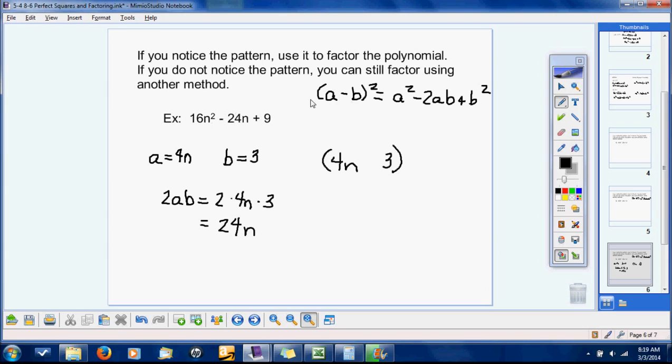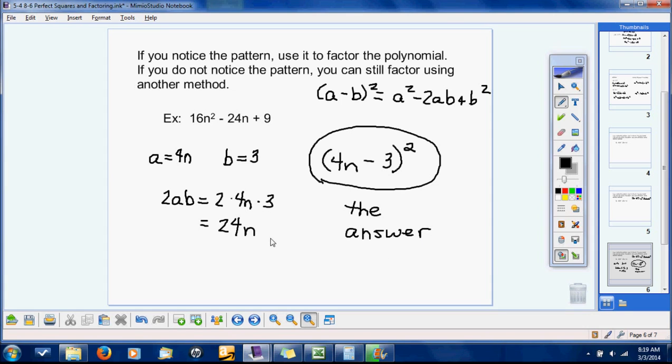There was a minus here, so this means it's the negative one. And it's squared. This is your answer. This is your factored form. This is the answer.